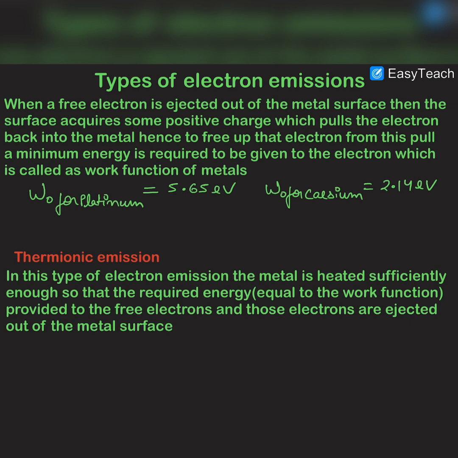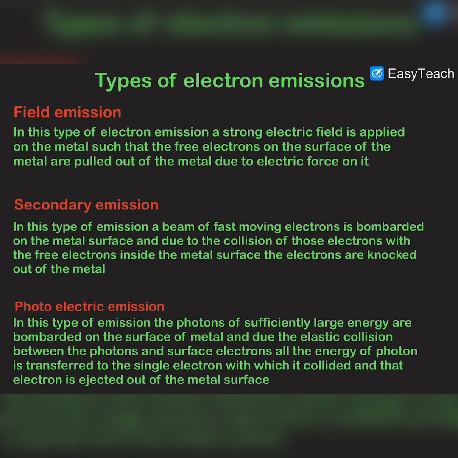So the first type of method is thermionic emission. Thermionic emission is the type of emission in which we provide that minimum energy to the metal surface or to the electron by heating that metal surface. So by heating sufficiently to a higher temperature, we provide that minimum energy to the free electrons and they are ejected out, and this type of electron emission is called thermionic emission.